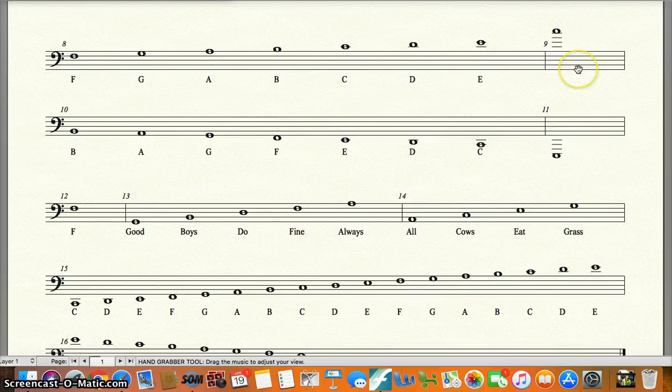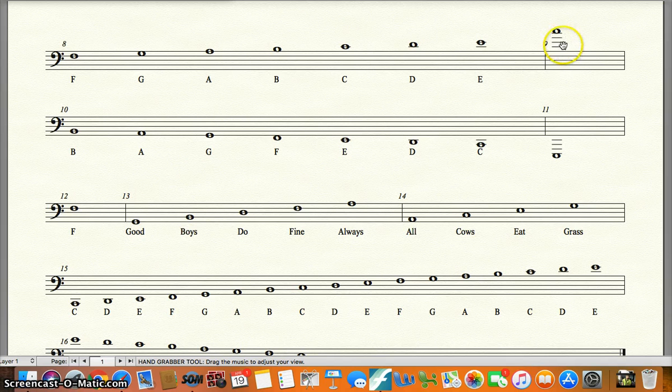What do you do? Well, you start someplace you know. Let's start on this top line of the bass clef staff. Lines of the bass clef staff. Good boys do fine always. That's A. We're going to go up alphabetical from A. Top line is A. Space above that is B. First ledger line is C.